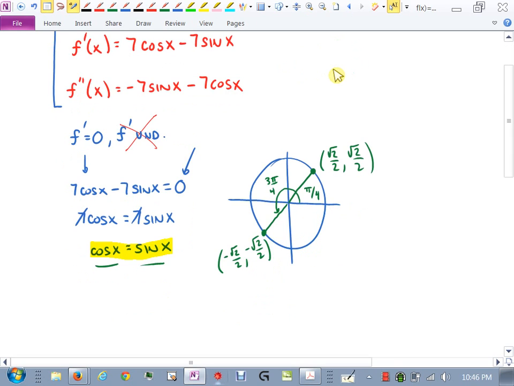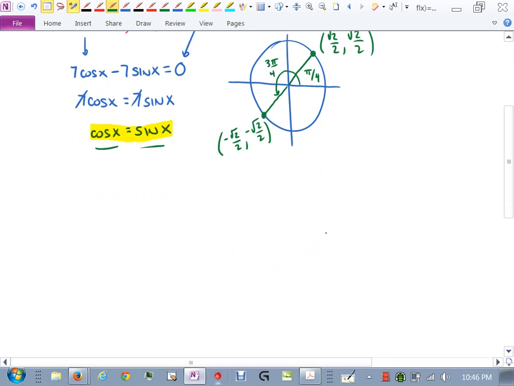So what I recommend you do from here is draw a number line. We are restricted between 0 and 2 pi, so I'll restrict us here. Let's mark some points here. Here's pi, pi over 2, 3 pi over 2. The angles where our derivative was 0 were pi over 4, which is here, and then 3 pi over 4, which is here.